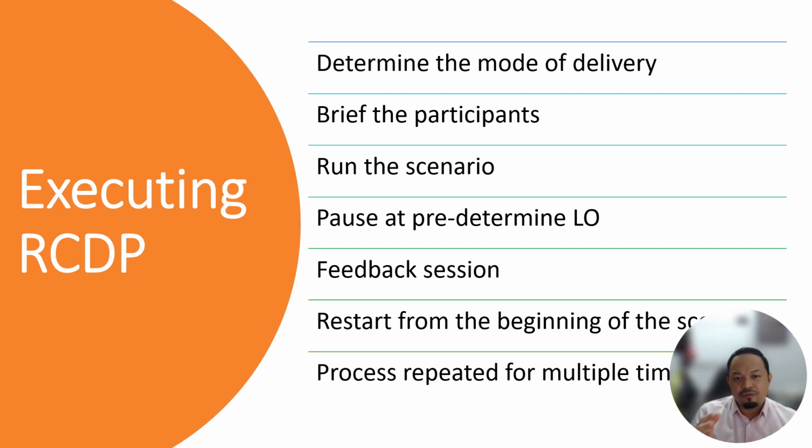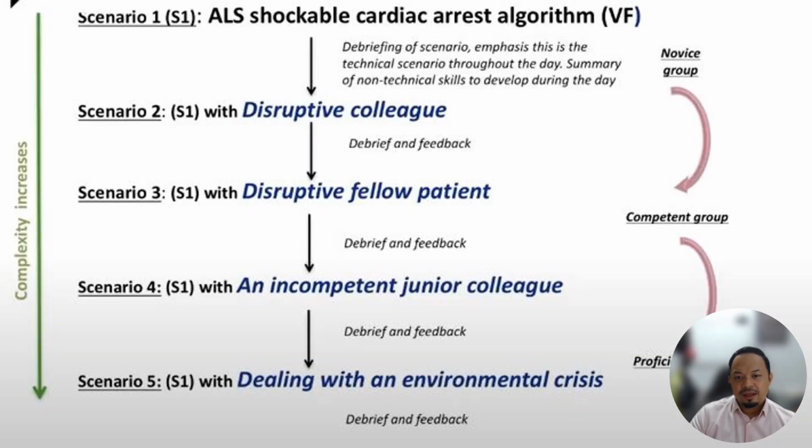The process will continue until you cover all the LOs. Let's say you have 3 or 4 LOs: you restart from the beginning and proceed until you reach your next LO, then you pause, give feedback, and restart from the beginning until you reach the third LO, and so on until you complete, let's say, a 10-minute simulation activity. That is basically rapid cycle deliberate practice.